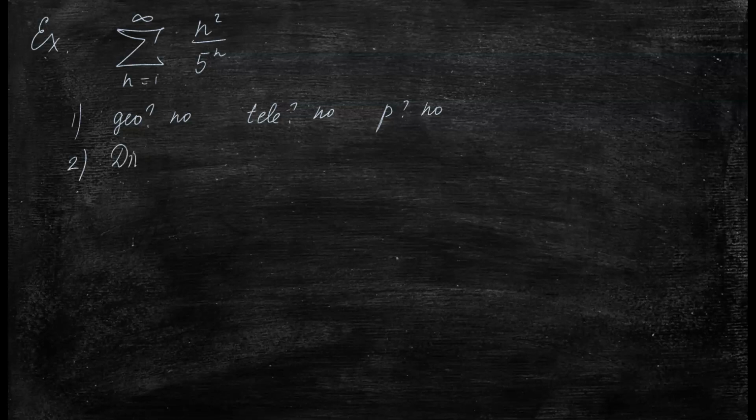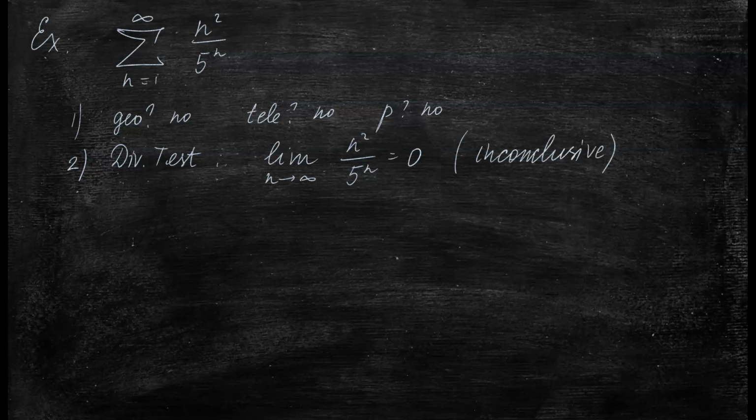Next, we're going to set up the divergence test. And in this case, the divergence test is inconclusive. And therefore, we're going to move on to one of the convergence tests. And we're going to try the ratio test.